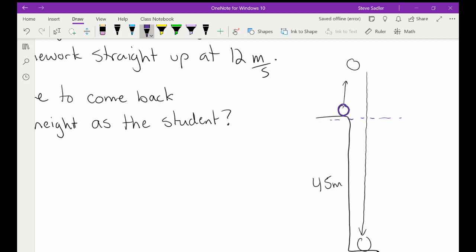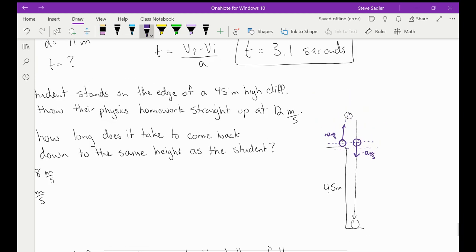The speed of the homework at this height, moving upwards, positive 12 meters per second, is going to be the same speed as the homework now moving downwards at the same height, but in the opposite direction. So that's negative 12 meters per second. When the homework, I drew it as a ball, I apologize, goes up and then comes back down at the same height, it's going to be going the exact same speed, but in the opposite direction.